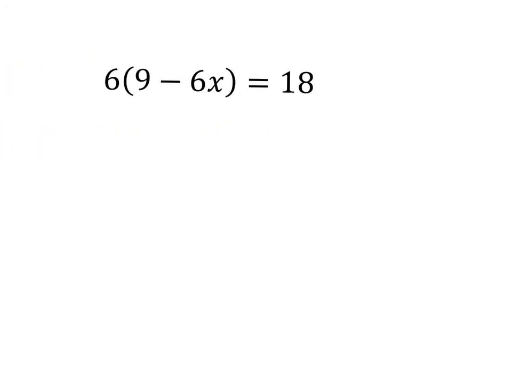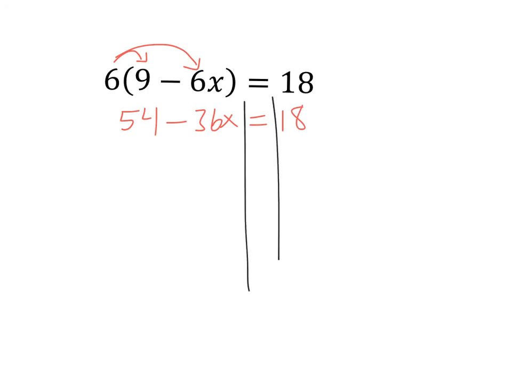All right, let's look at a couple more. So in this one, we have 6 times 9 minus 6x. So we'll distribute our 6 to both terms there. So we have 6 times 9 is 54, minus 6 times 6, which is 36x, is equal to 18. Okay, and we can draw on our railroad tracks here.